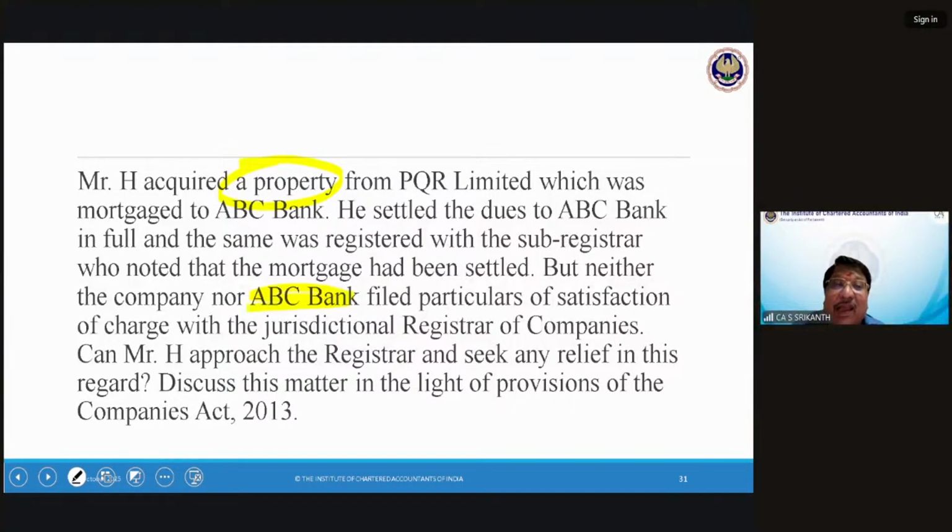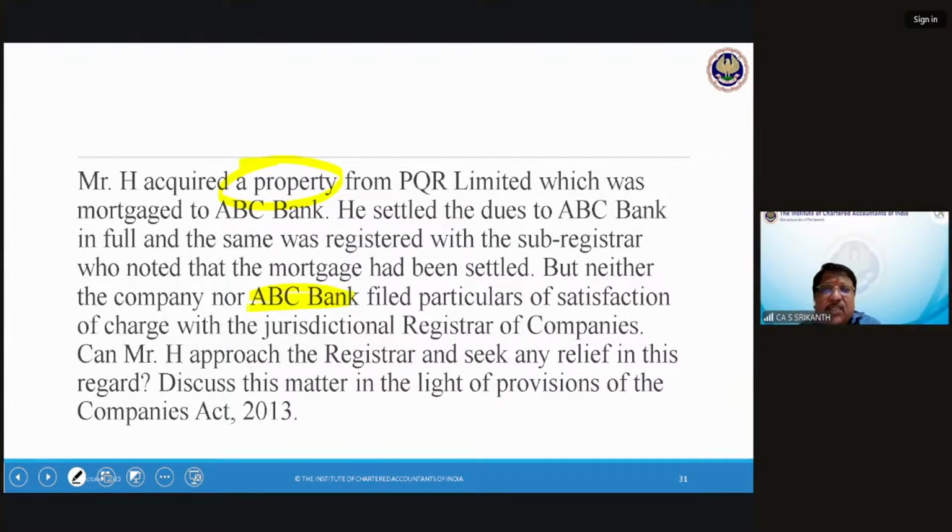Now, who is the affected party? It's H. Because that property is now shown as charged property to ABC Bank. You got it? So it will create a problem. They have not filed the particulars of satisfaction with the jurisdictional registrar of companies. Maybe Mr. H is going to some other bank for borrowing against that property. That bank does a search and says, hey, it's shown as a charge to ABC Bank. Oh, is it so? What to do? Then he goes to PQR Limited, he says, do something. PQR Limited says, get out, I'm not going to do that. What can H do? Now we are able to understand H's problem.